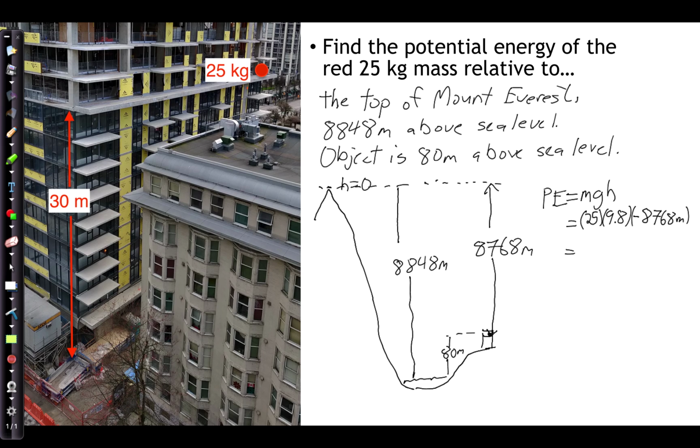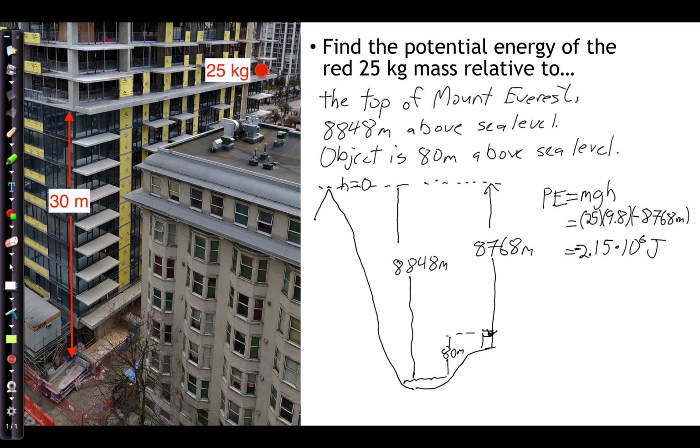So we go. And so that would be, I think I need scientific notation here, 2.1415 times 10 to the power of 6 joules. Okay, negative. So it's negative 2.15 million joules. Interesting. Okay.